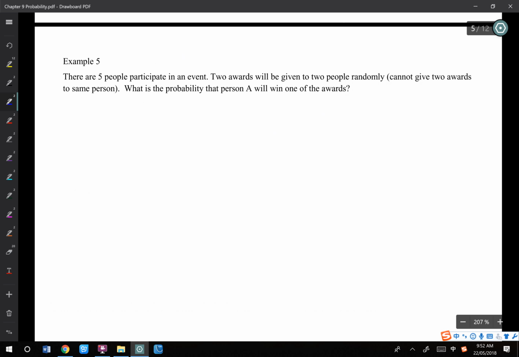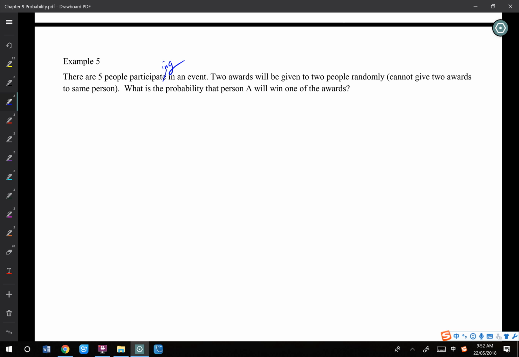Last example for today. There are 5 people participating in an event. 2 awards will be given to 2 people randomly. You cannot give 2 awards to the same person. So there are 5 of us, and I give you the first one, and it can't be you again. I can get the second one, or anyone else can. It's all random. What's the probability that person A will win one of the awards?